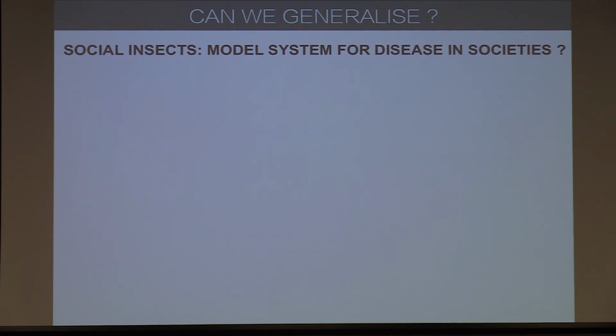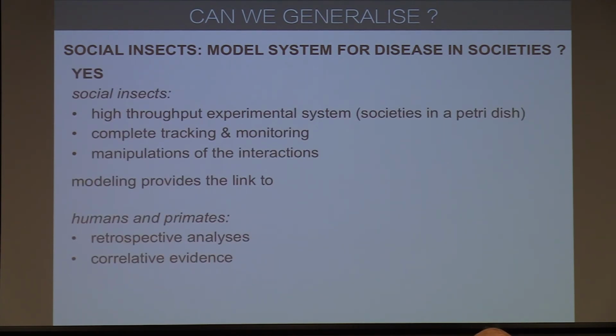So can we generalize from this? Can we make any conclusions? I also want to ask the question: are social insects good model systems for disease in societies in general? Of course, my answer would be yes, at least in part, because social insects can be used as a very good experimental system, a high throughput system where you can have high statistical power. They are societies in a petri dish, right? So you can have multiple replicates and you can have complete surveillance of every little step that every ant is doing. They live in this two-dimensional environment that we can completely track and monitor.